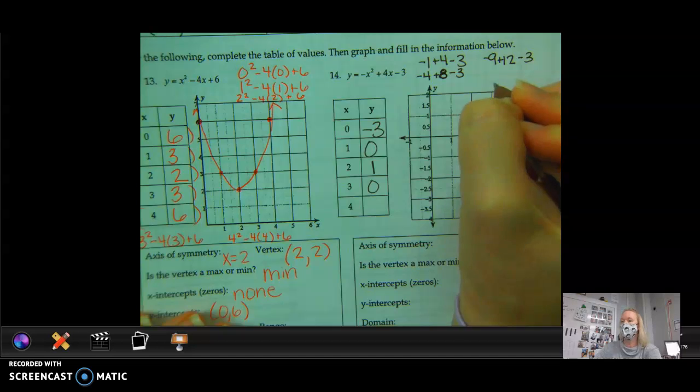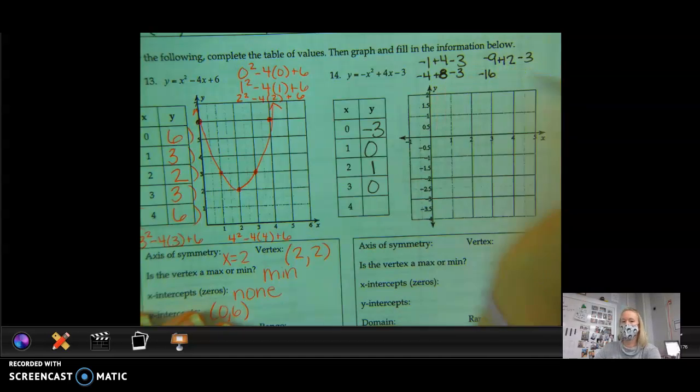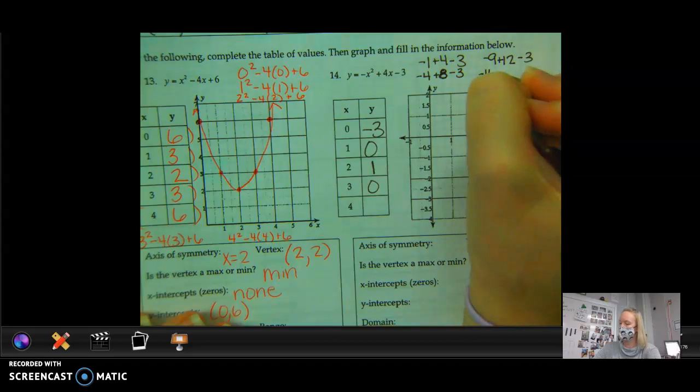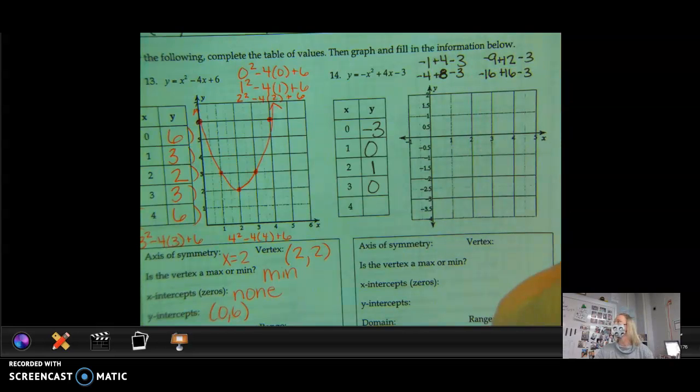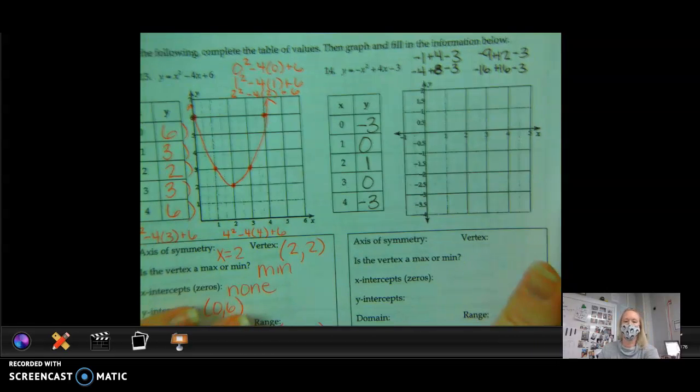What's 4 squared? So throw a negative sign in front of it. Negative 16. What's 4 times 4? 16, so plus 16, then minus 3. What's negative 16 plus 16, then minus 3? And so it is what we expected it to be, right?